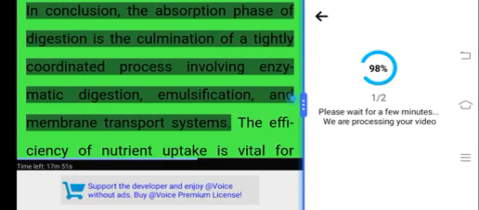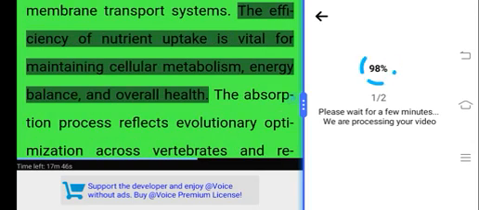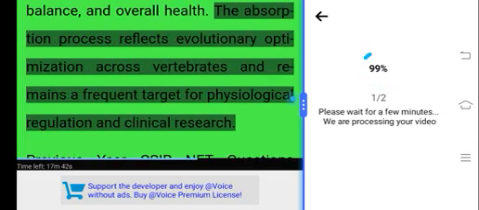In conclusion, the absorption phase of digestion is a culmination of a tightly coordinated process involving enzymatic digestion, emulsification, and membrane transport systems. The efficiency of nutrient uptake is vital for maintaining cellular metabolism, energy balance, and overall health. The absorption process reflects evolutionary optimization across vertebrates and remains a frequent target for physiological regulation and clinical research.